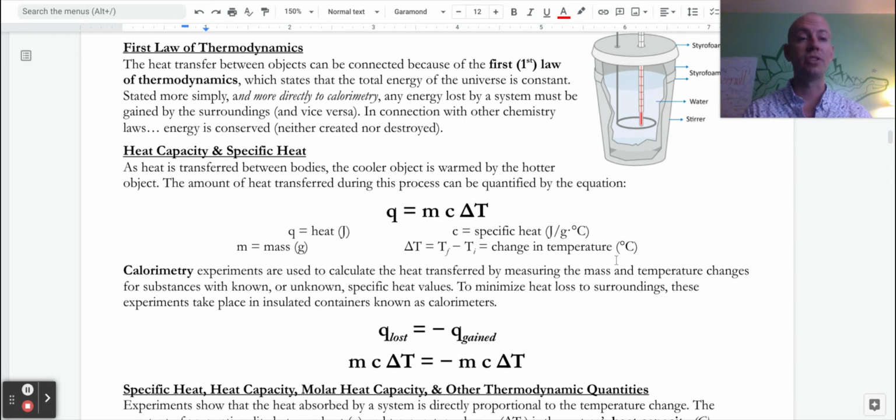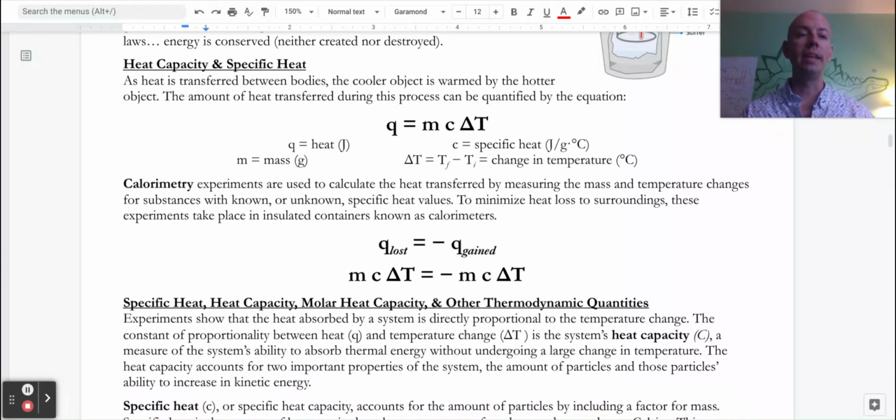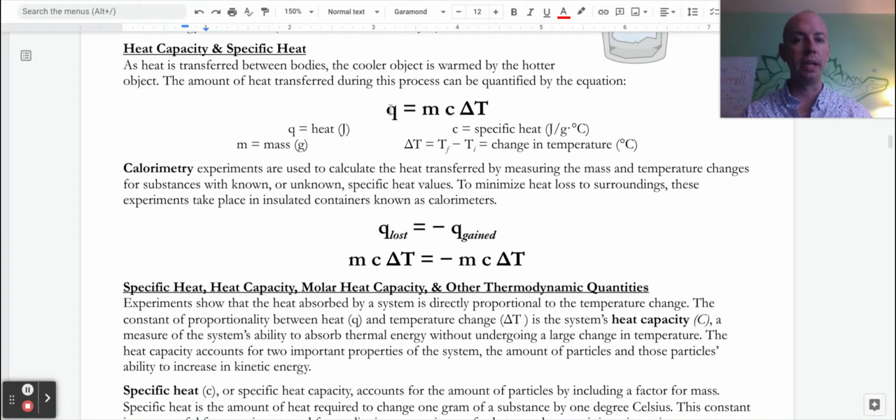So when I have something that's hot and something that's cold, if I know how much heat is transferred, I can make connections to the temperature change, or if I know the temperature change, I can make connections to the amount of heat gained or lost. As we do that, we need to make the connection between heat and temperature. We have an equation here that maybe you're familiar with.